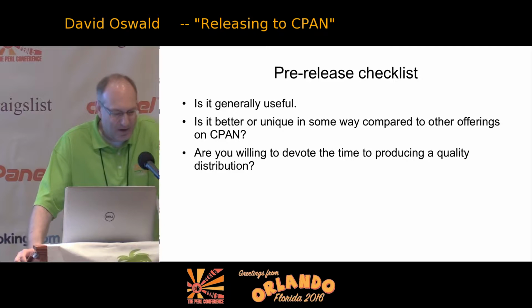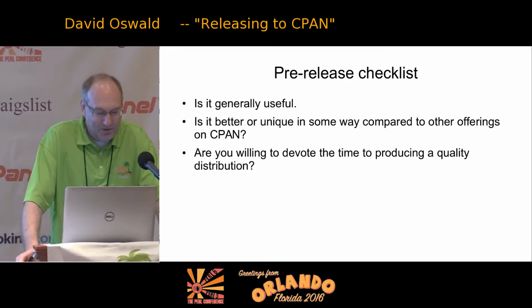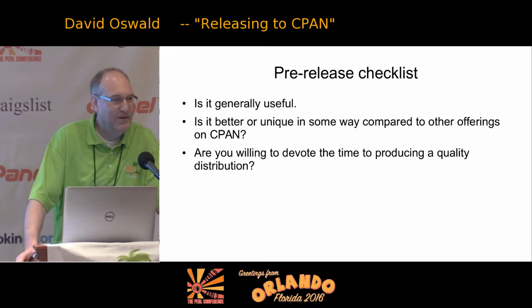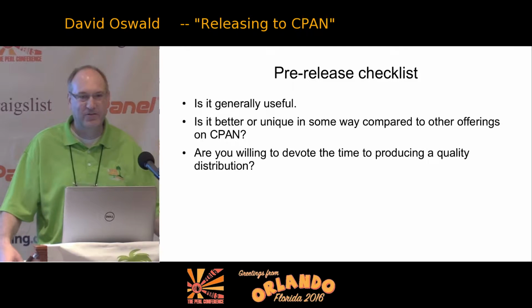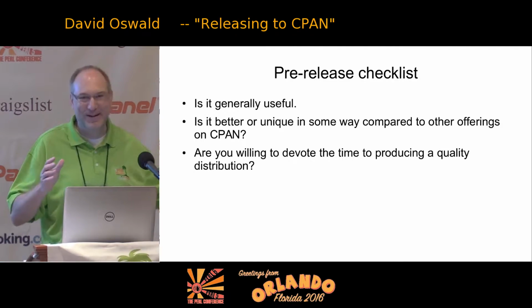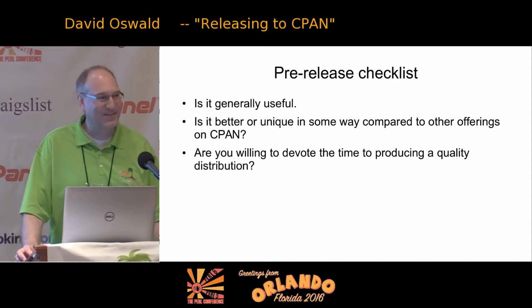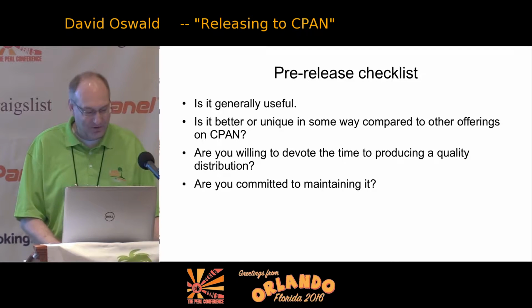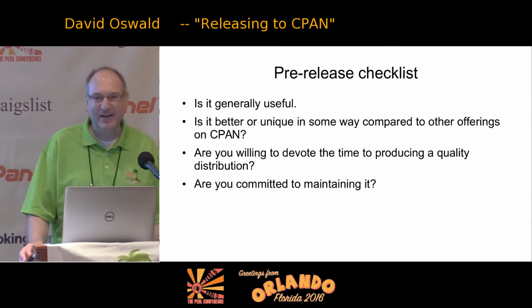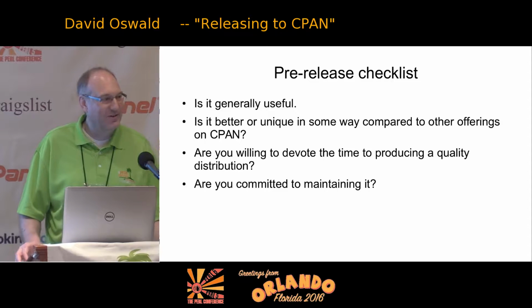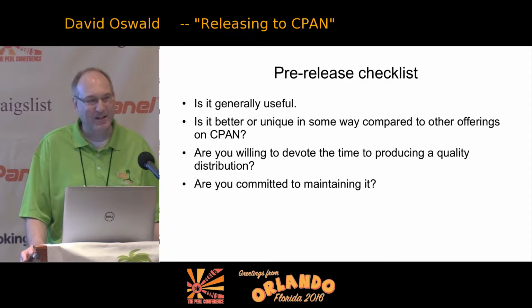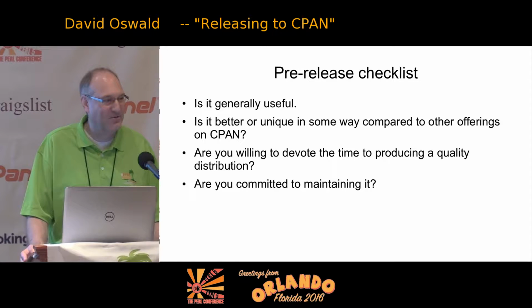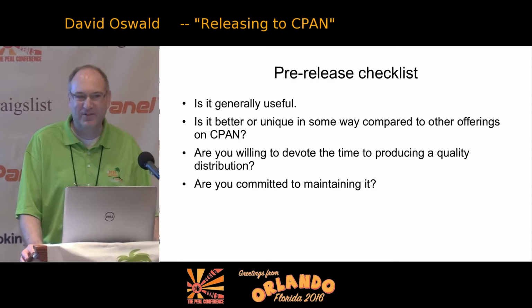So, this is a big one. Are you willing to devote the time to producing a quality distribution? Because producing a CPAN quality distribution, although there's a lot of cruft, right? But producing a distribution that we would like to see on CPAN takes some time. And not only time to produce it, but also, are you committed to maintaining it? Because it turns out that things that were written on CPAN 10, 15 years ago are still there today. And that's great, that's wonderful. But sometimes they can fall into a state of disrepair over time. And so it takes some maintenance.